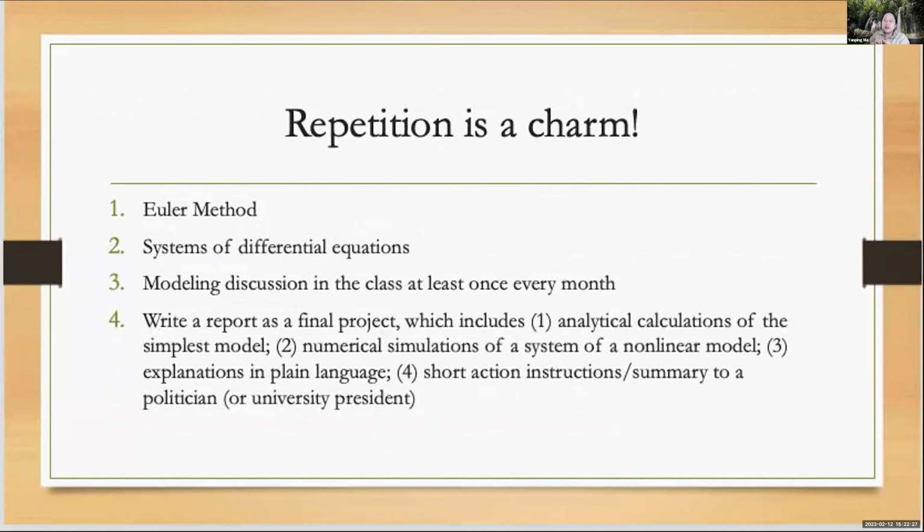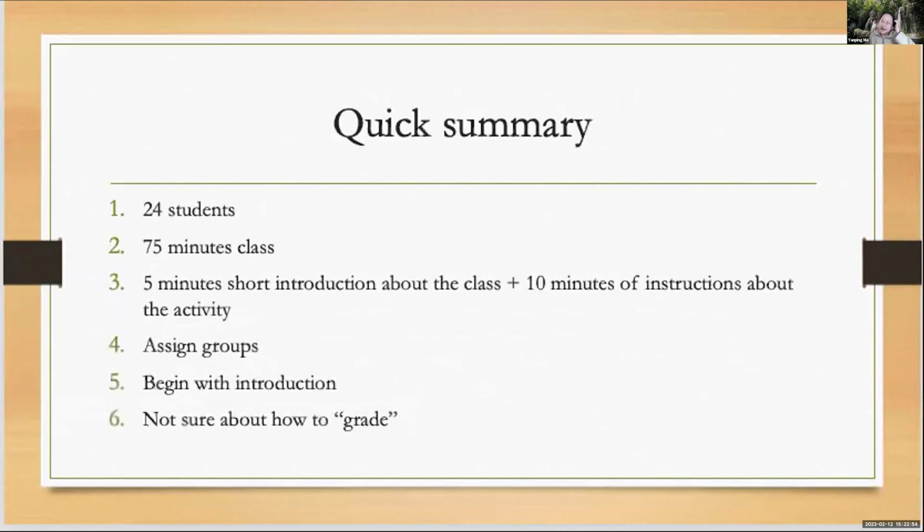And towards the end of the semester, what they write should have multiple parts. They should have an analytic calculation of the simplest model, solving it as a separable equation. They should provide numeric simulations of the system of nonlinear models with a complete SIR model. They should provide an explanation in plain language, and they should write a short action instructional summary to a politician, namely there should be no math in it. People should understand it easily without a math background.